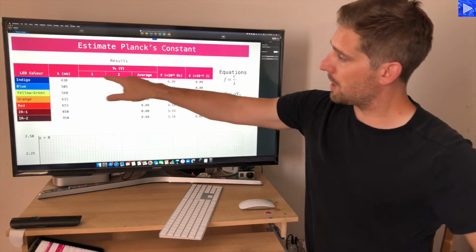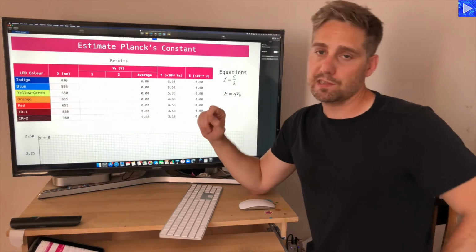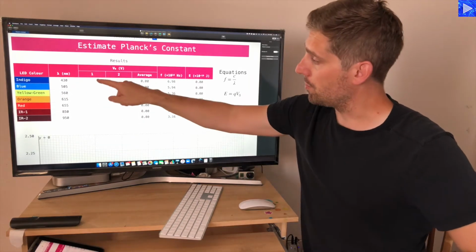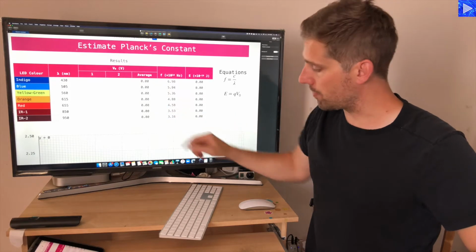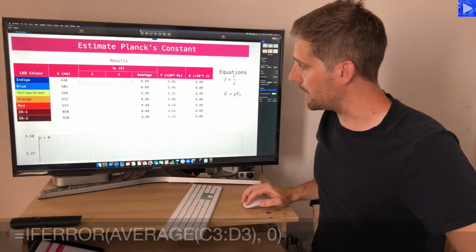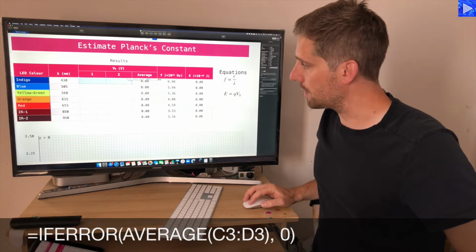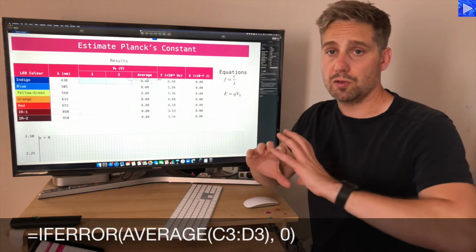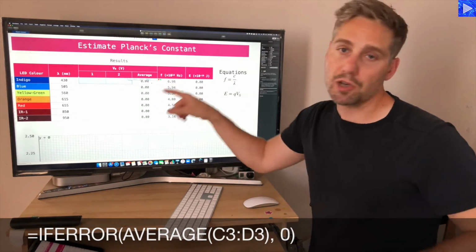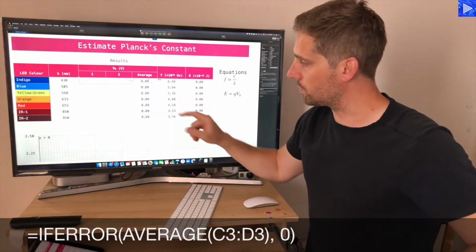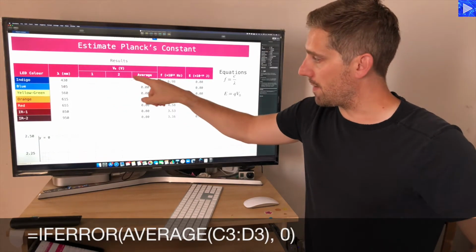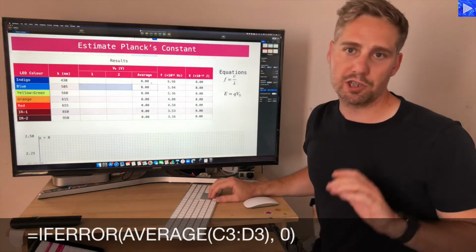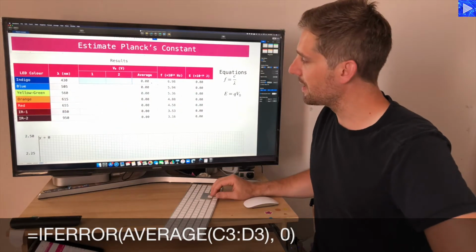The numbers that we need to put in are here. These are the first and second results for the threshold voltage per LED. I'll put in the first result, the second result, and this will then calculate an average. It's just using a spreadsheet average formula that gives us the mean. I've also surrounded that with an IFERROR to show a 0, just to keep it tidy, otherwise it shows an error when I have empty cells. So IFERROR: give me the average, and if there's a problem with that, then it will give me a 0. This spreadsheet is a bit tidier than some of the other ones I've used.